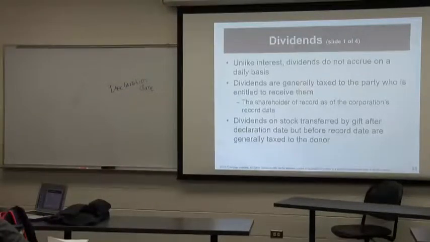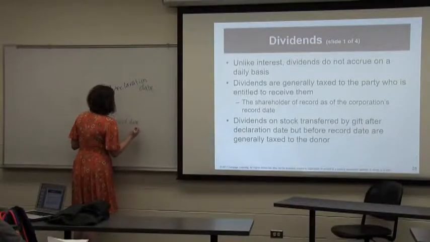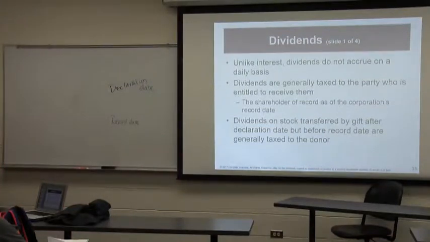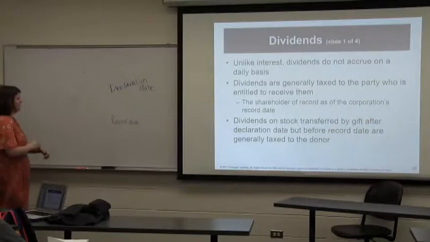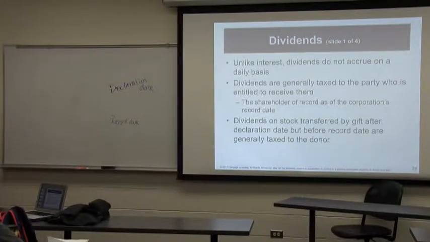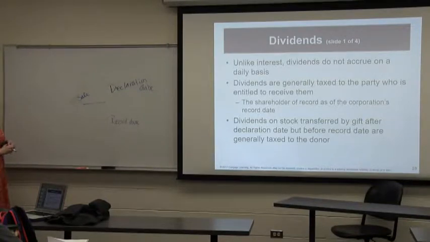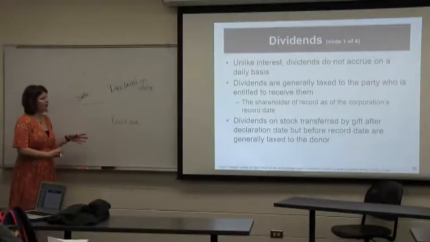And then we have, hold on a second, let me make sure I called the right thing. Record date. Okay. So we have our declaration date, and then we have our record date. It's right there on the board. So obviously the dividend's declared here, and then we have our record date. So what happens if you have a sale of shares between the declaration date and the record date? Who has to pay taxes on that sale?